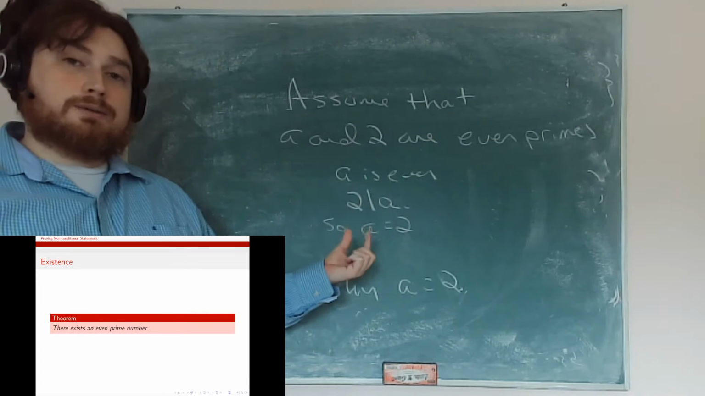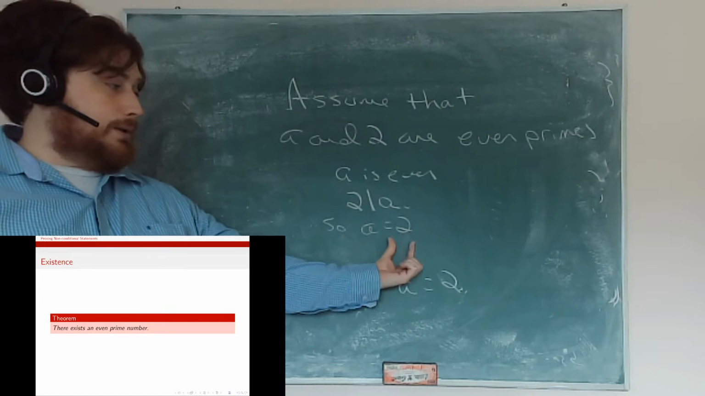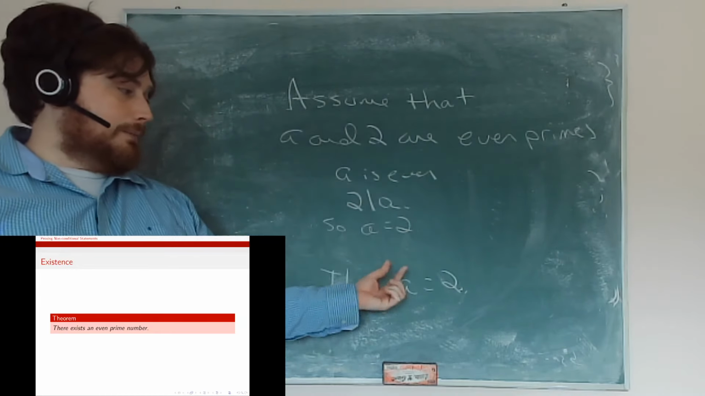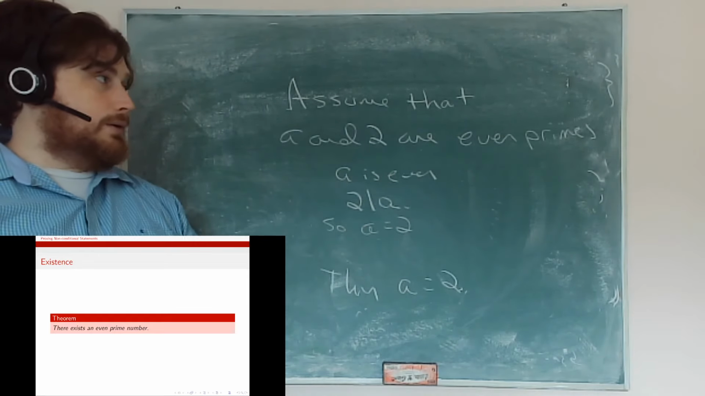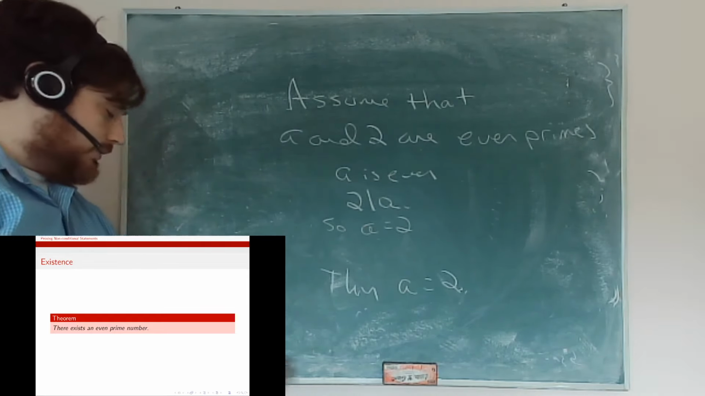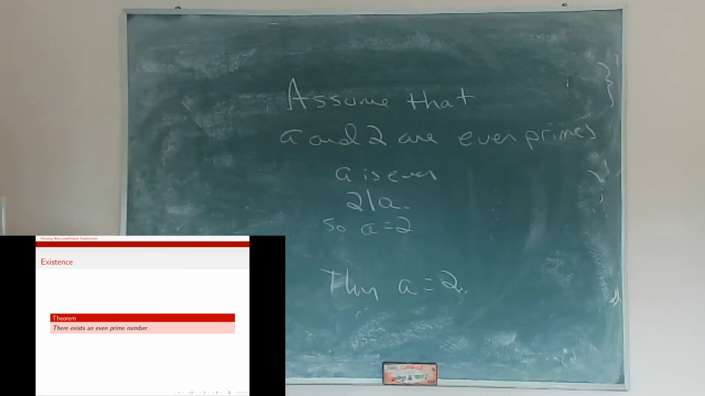Because we found a divisor of A, but A is prime, this divisor is not 1, therefore A has to be equal to that number, otherwise it wouldn't be prime. So since A is even and 2 divides A, A has to be equal to 2. So the only even prime would indeed be 2. Does that make sense to everyone?